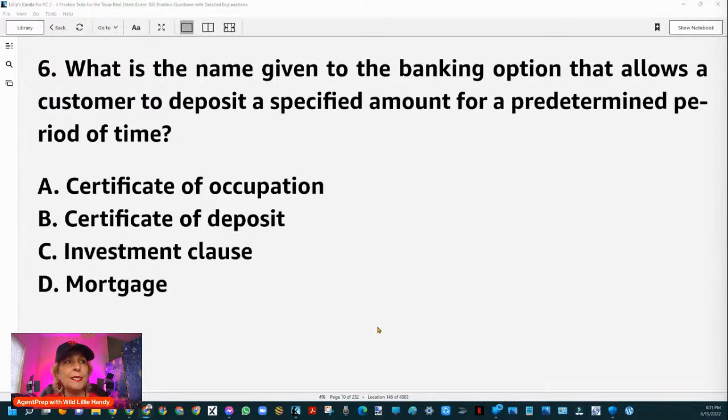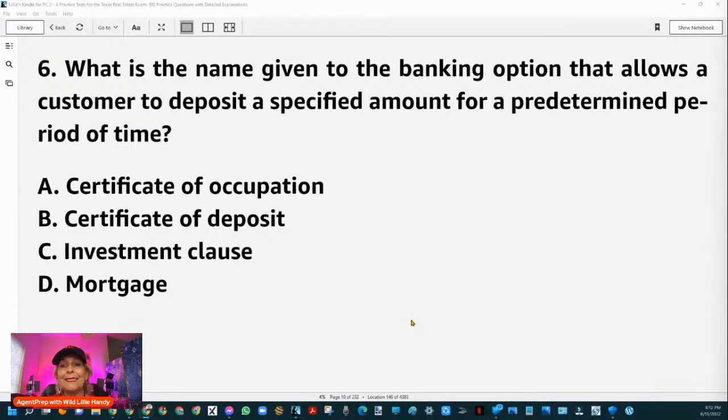Number 6, what is the name given to the banking option that allows a customer to deposit a specified amount for a predetermined period of time? A, certificate of application, B, certificate of deposit, C, investment clause, or D, mortgage. So the name given to the banking option that allows a customer to deposit money, kind of like an investment, for a specified amount for a predetermined period of time.